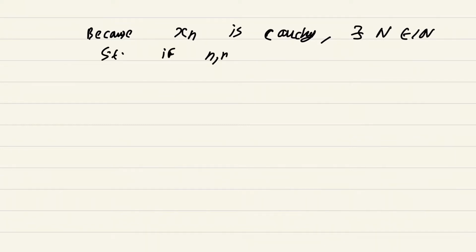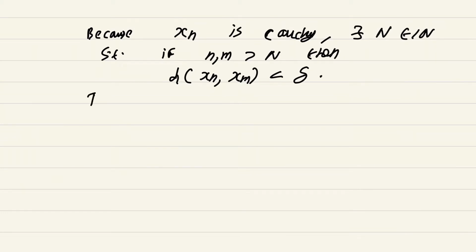Well, because x_n is a Cauchy sequence, there exists capital N in the natural numbers such that if n, m are greater than capital N, then d(x_n, x_m) is less than delta. Okay, this is just the definition of a sequence being Cauchy applied to the case where I'm choosing delta to be the quantity the sequence must get close to eventually. So you can find a natural number N such that if n and m are greater than capital N, then d(x_n, x_m) is less than delta. This should be trivial at this point.